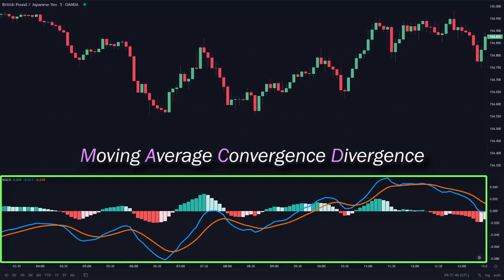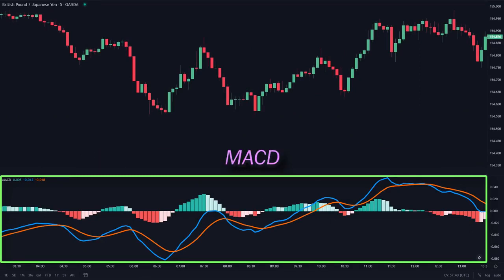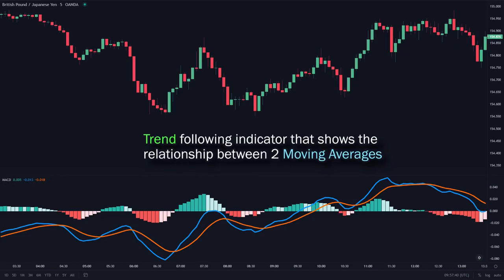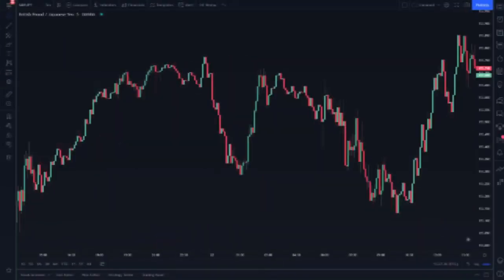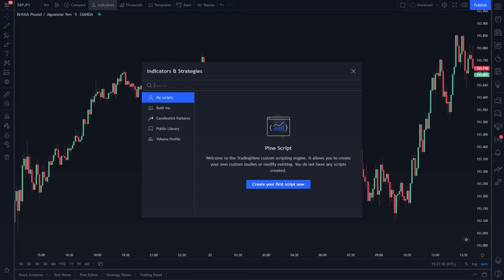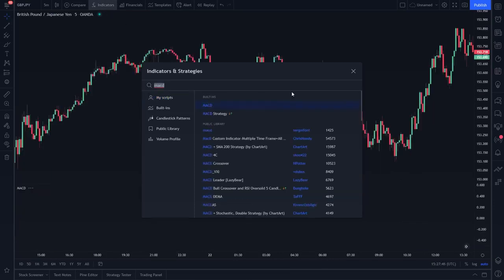The Moving Average Convergence Divergence, also known as the MACD, is one of the simplest and most popular indicators used by traders. Essentially, it is a trend-following indicator that shows the relationship between two moving averages. So first, let's apply it onto our chart. You want to go to the indicator section, type in MACD, and click the one on top.